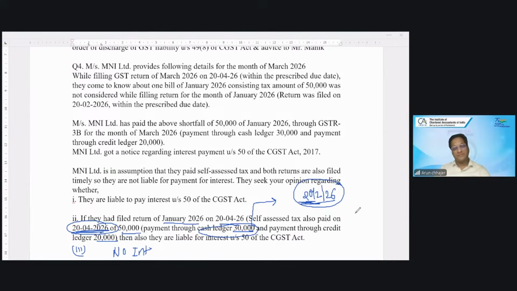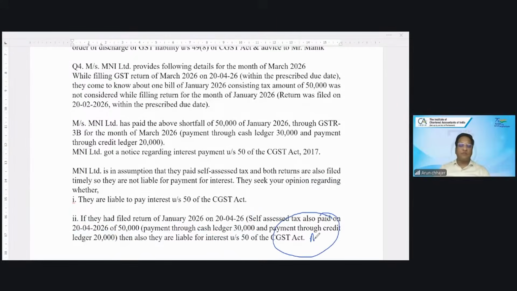No, that's correct. So in case 2, if there is additional information that the cash was deposited on this particular date before the due date, then also it was not paid.